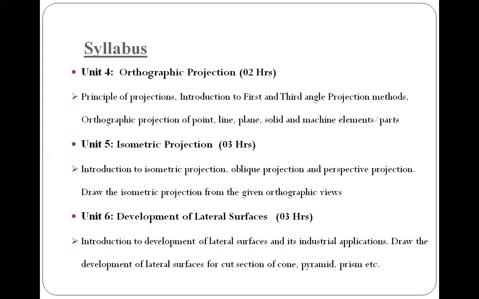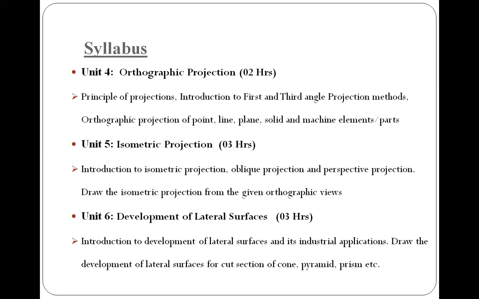Then we'll learn about unit number 5, that is isometric projection. Exactly the reverse case is there. In orthographic projection, we are representing the three-dimensional object in terms of 2D. Similarly, in isometric projection, we are transforming the complete information of the 2Ds into 3D, so we are developing the three-dimensional object. We'll see the introduction to isometric projection, oblique projection, perspective projection, and drawing the isometric projection from given orthographic views. That is the complete information about unit number 5.